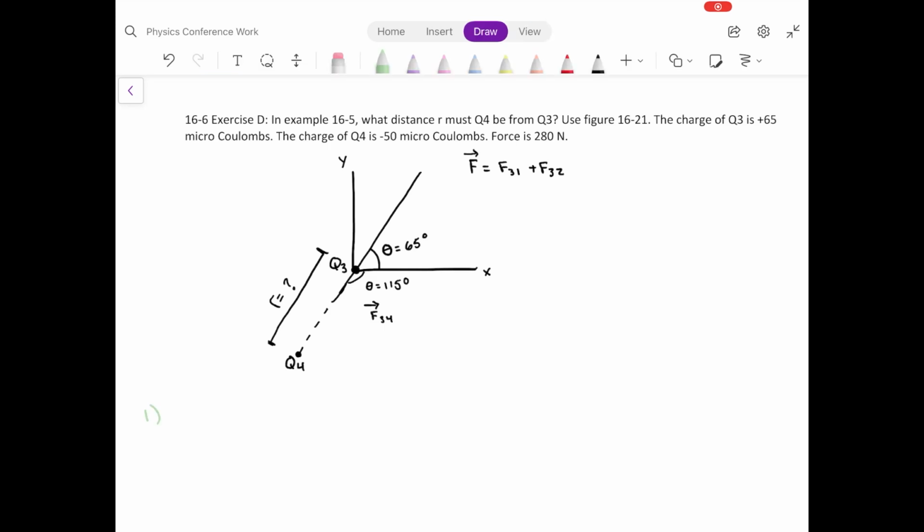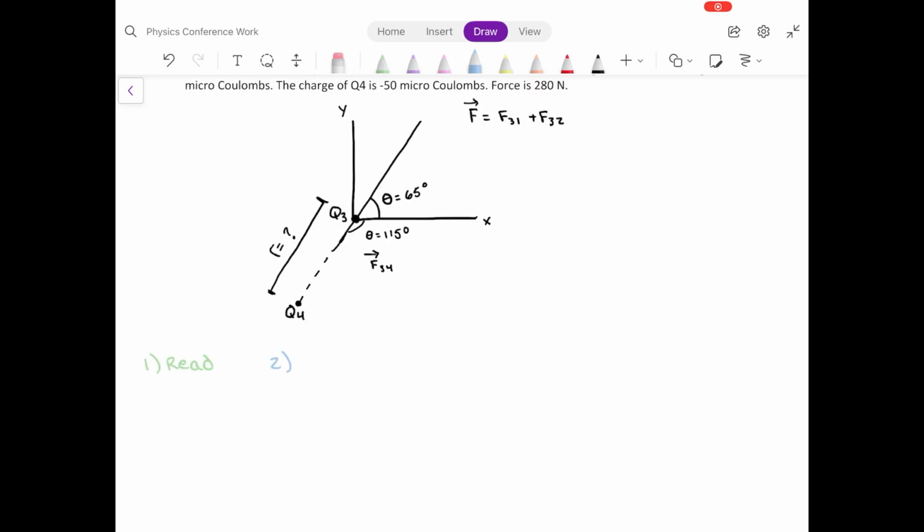Our first step is to read the question. Our second step is to answer the what. We want to find out what the question is asking us exactly and what the question is already giving us. So what do we know?